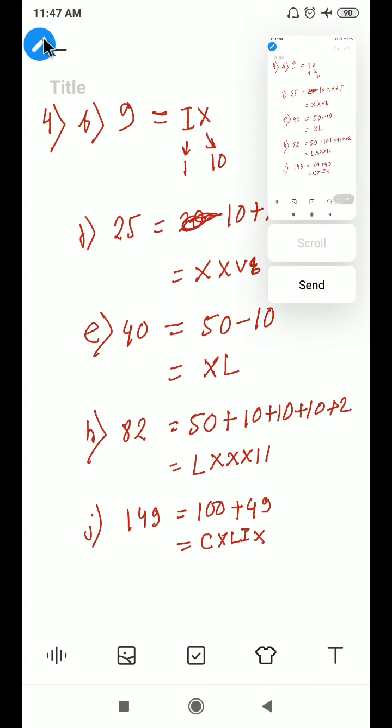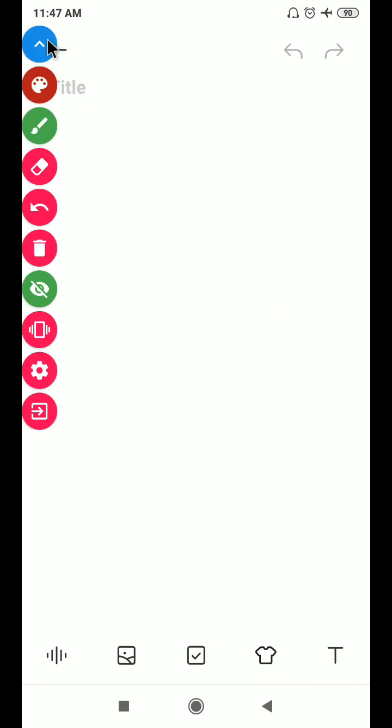Now go to the next one, question M. Question M is given as 233. So you can write this as 200 plus 30 plus 3. So 200 is denoted by CC and 30 is denoted by XXX and 3 is denoted by III.